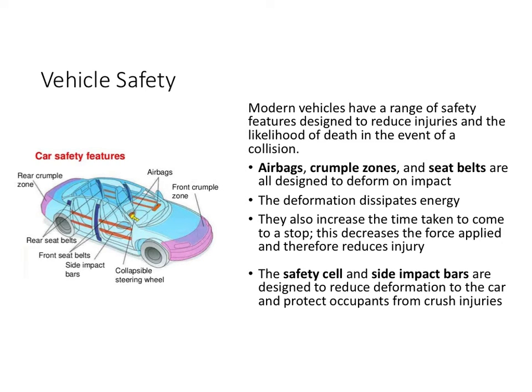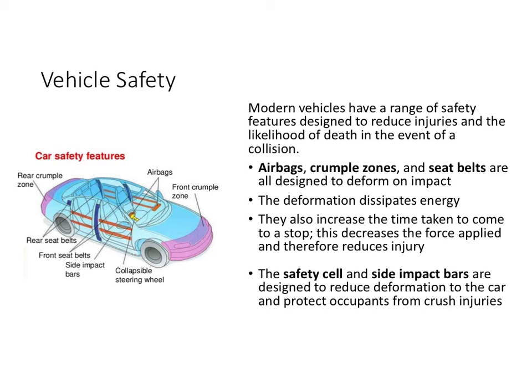Right, so moving on to vehicle safety. Modern vehicles have a range of safety features. They are designed to keep us safe inside the vehicle, reducing the likelihood of injury and of death in a collision. So we've got airbags, crumple zones and seatbelts, and they're all designed to deform. They are designed to increase the amount of time you are in a crash. That may sound counterintuitive, but we do that to decrease the amount of force. I'll show you the physics behind that in a second.